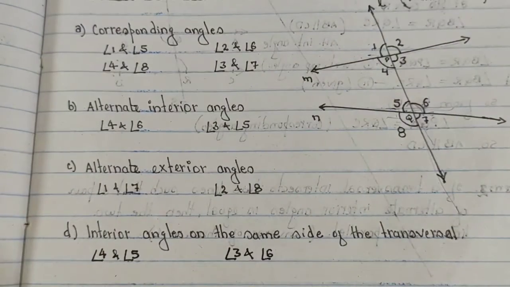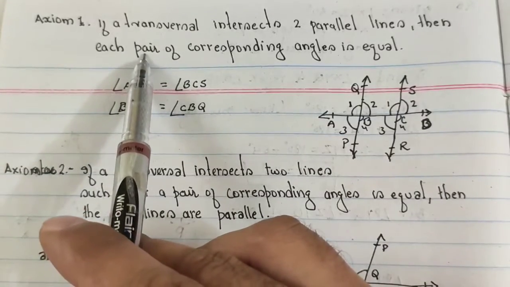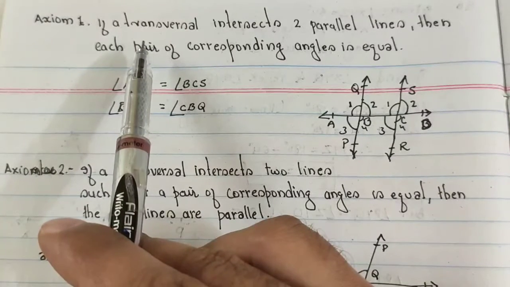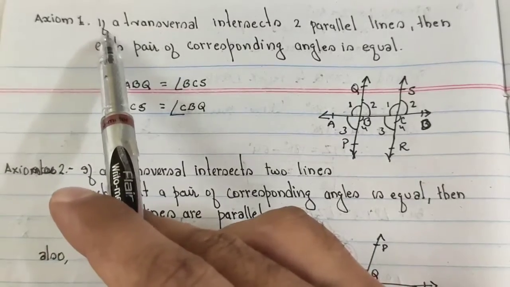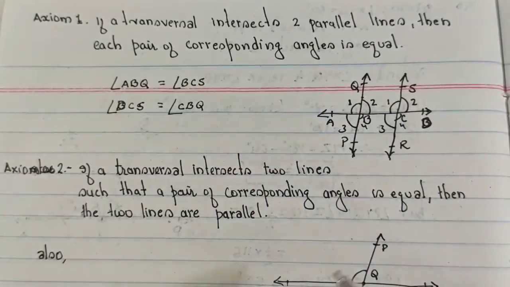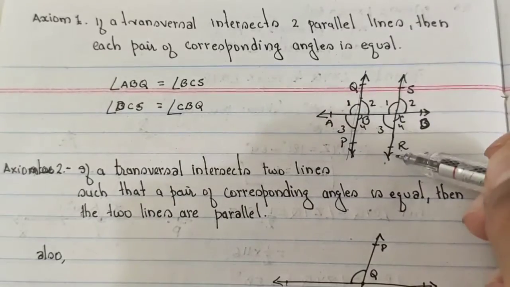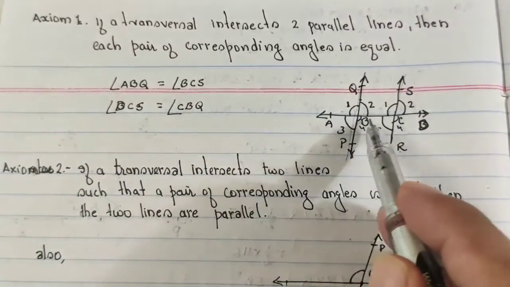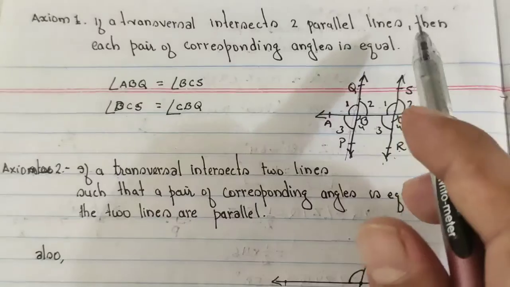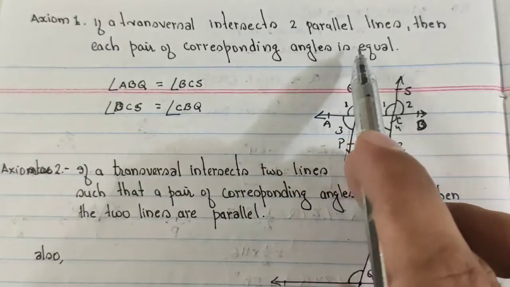Now moving forward, suppose this is your first axiom. These axioms are the statements which you need to mention while proving something. Suppose these two are your parallel lines, PQ and RS, and this is your transversal AD, which is intersecting these two lines at points B and C. If a transversal intersects two parallel lines, then each pair of corresponding angles is equal.